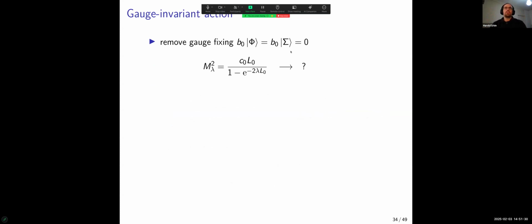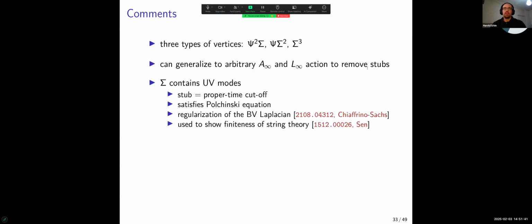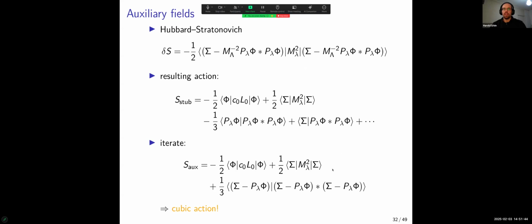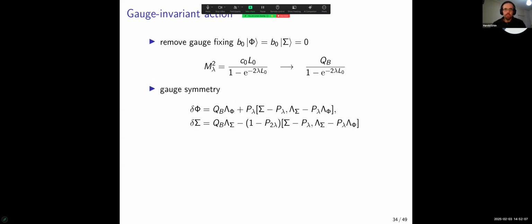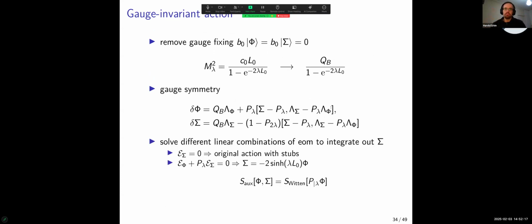So before going there, I wanted to comment on removing the gauge fixing. Here we have this term M2 lambda, and we want to ask what we should replace it by to make the kinetic term for sigma gauge invariant. The simplest guess is to just replace C0 L0 by QB, because it's what we were doing for the normal open string. Then we keep that term, and in this form we see that it can have a problem when L0 equals 0, so we need to remove this from the auxiliary field state. We have a gauge symmetry, and here the bracket is like the real bracket, but for the star product.